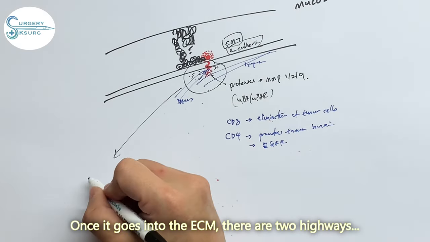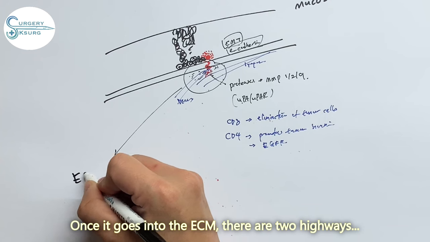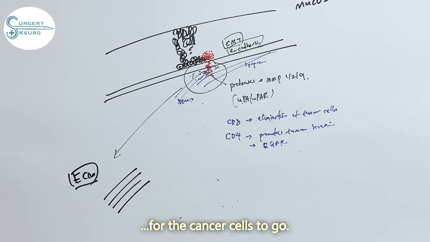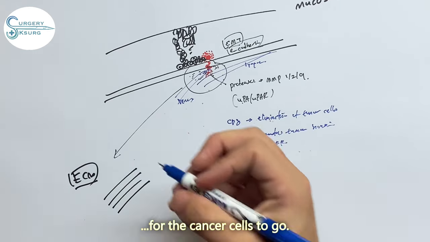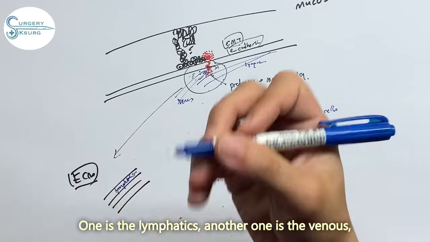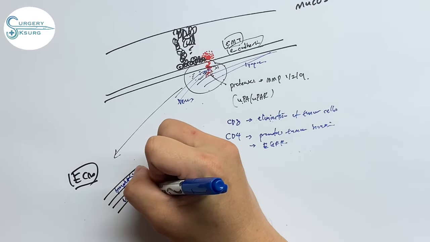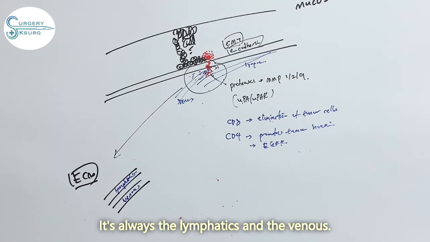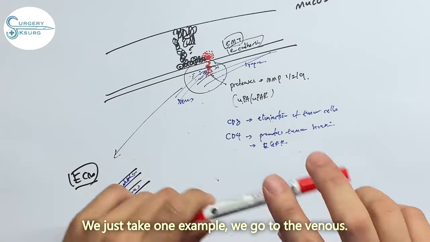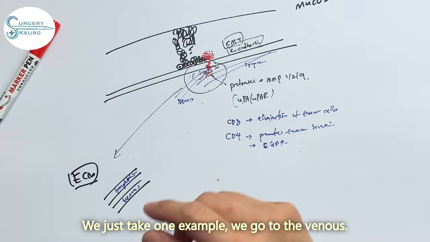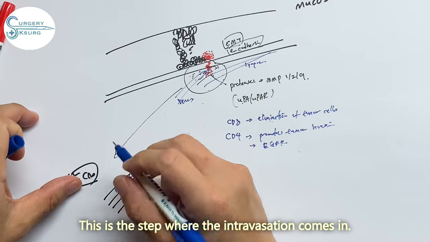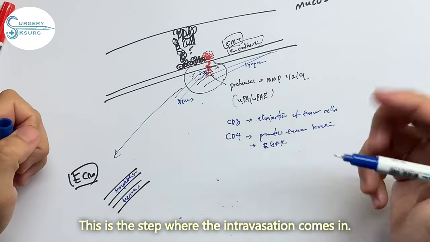Once it goes into the extracellular matrix, there are two highways for the cancer cell to go. One is the lymphatics, another one is the venous. It's always the lymphatics and the venous. Okay, we'll just take one example. It goes to the venous, right? This can happen in lymphatic as well. So this is the step where the intravasation comes in.